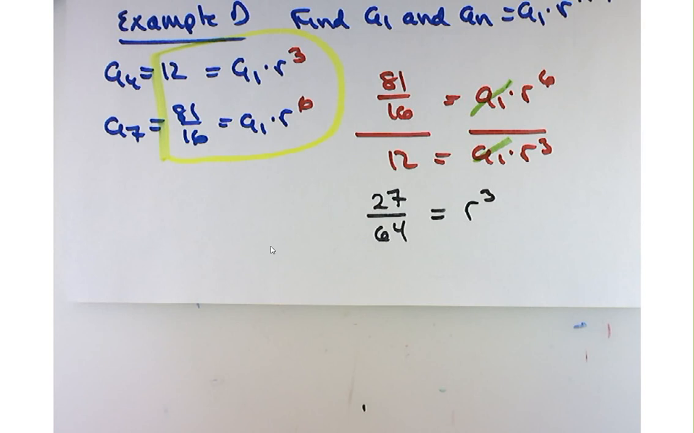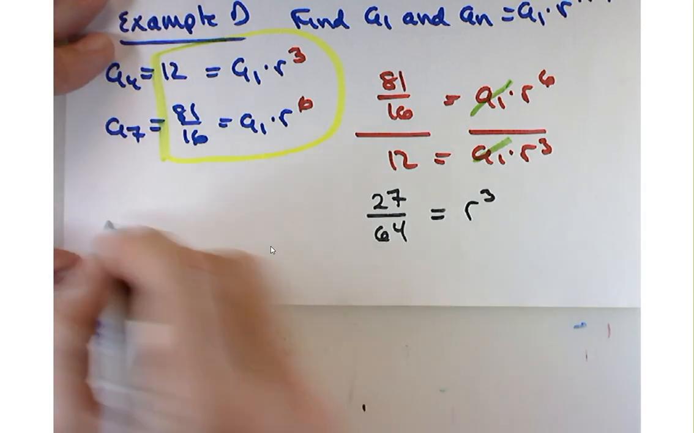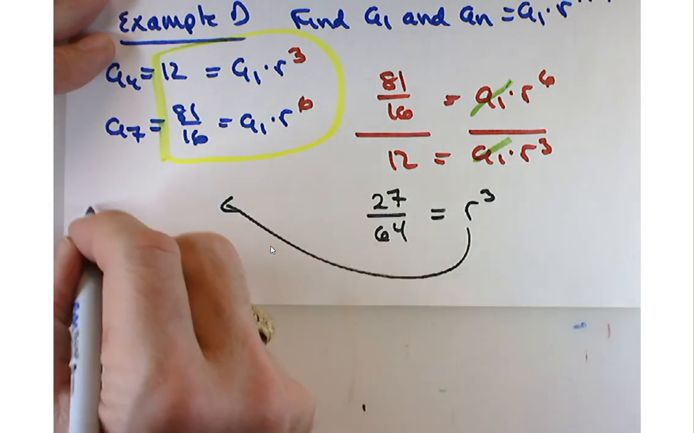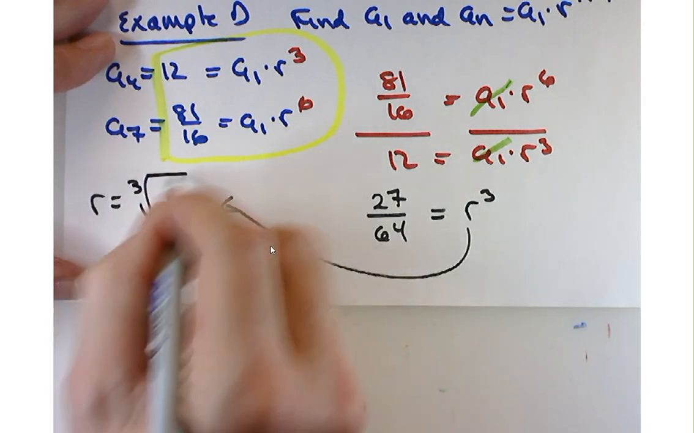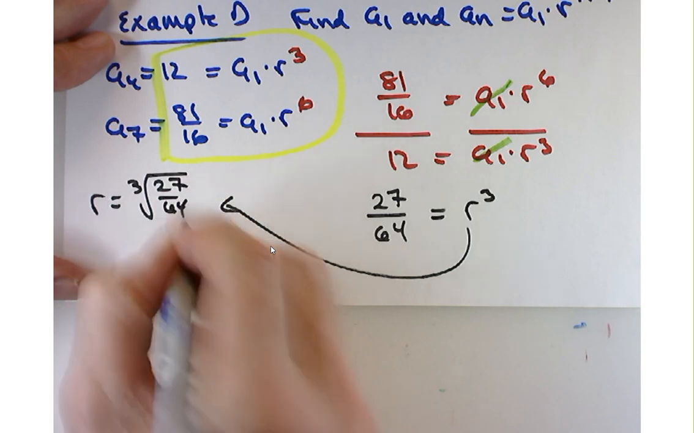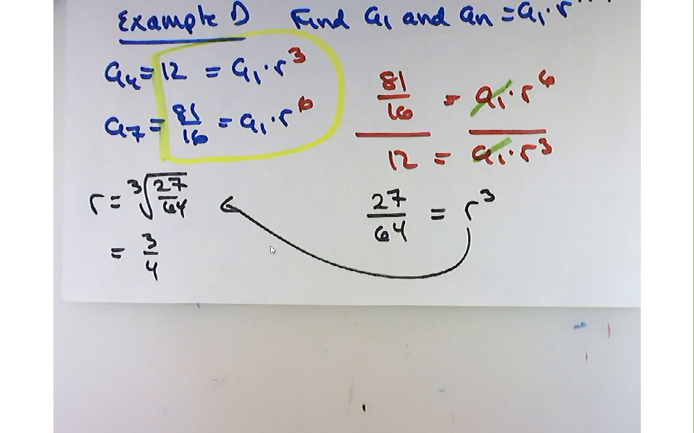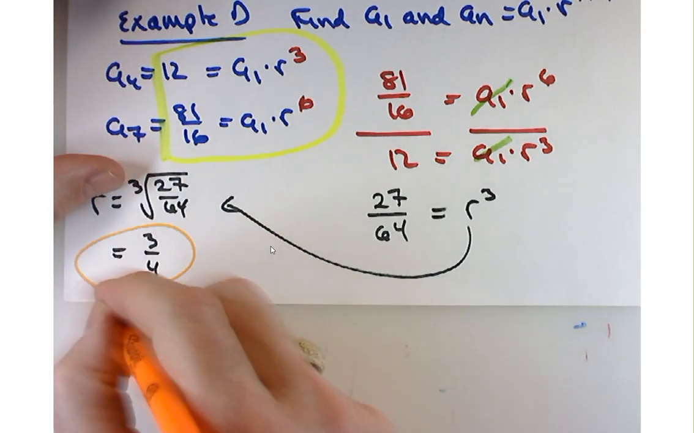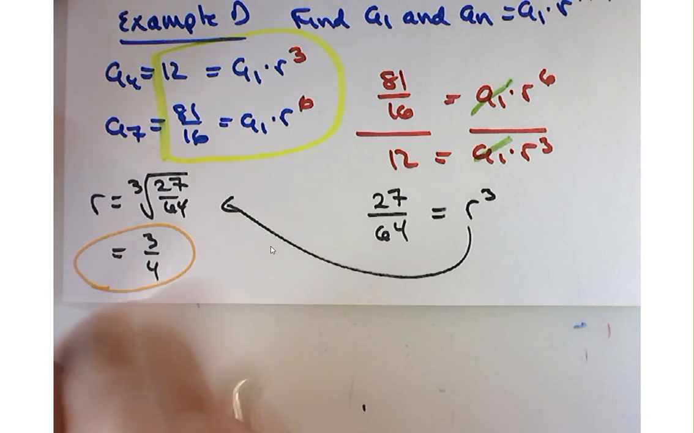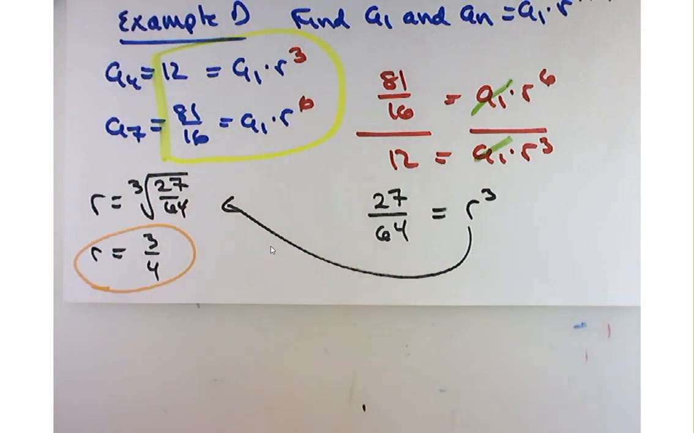But that still doesn't tell me what r is. How am I going to get r? Take the cube root of 27 over 64. Good. r equals the cube root of 27 over 64, which is 3/4. Yay. All right, so that's one of the things I needed to know. I needed to know what r equals.